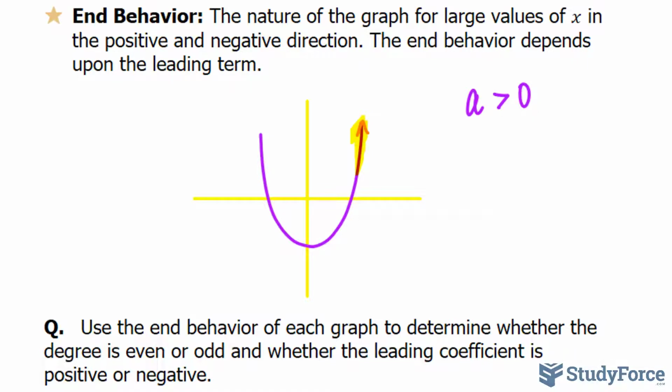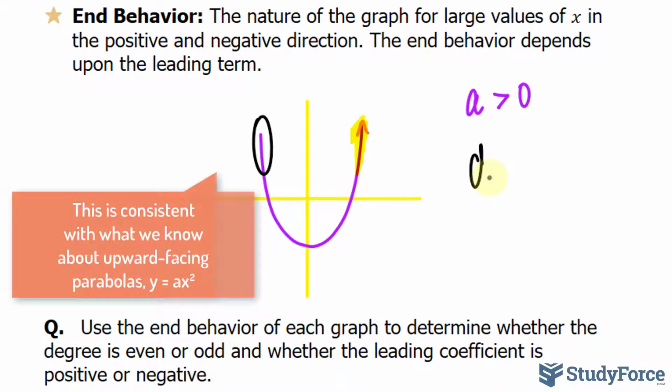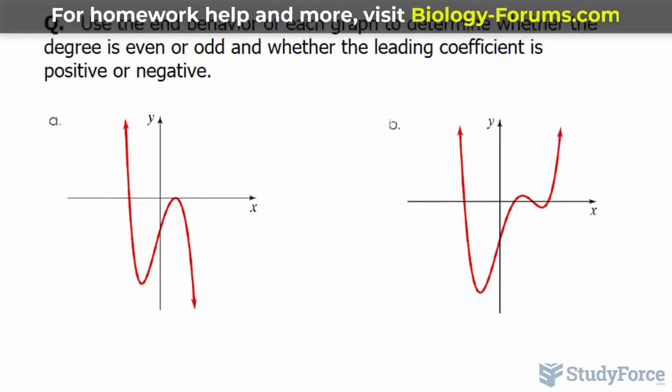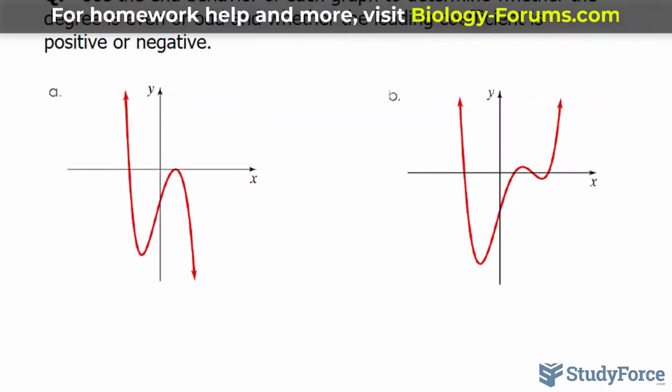Now with that being said, look at the other endpoint. If it's facing in the same direction, then we say that the degree associated with the leading coefficient is even. So I'll write down degree even in this example. Let's move on to the very first example in our question.